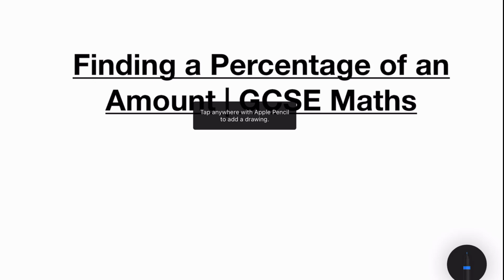So today I'm going to show you how to find a percentage of an amount step by step. So let's get started. The first question is to find 10% of 80.